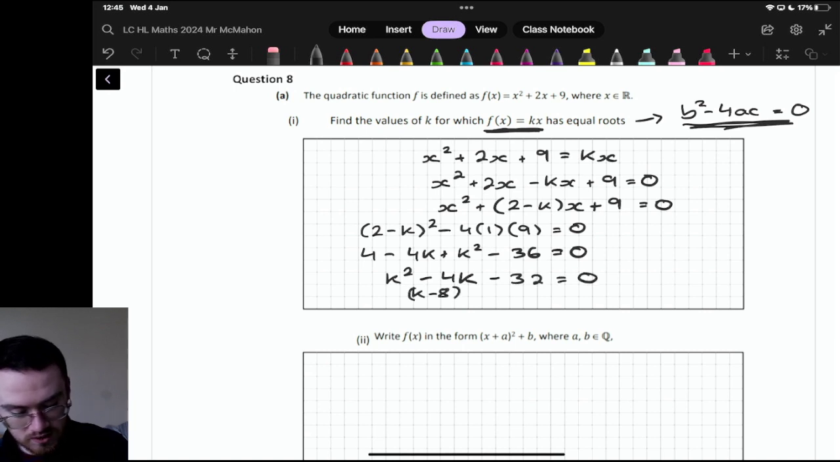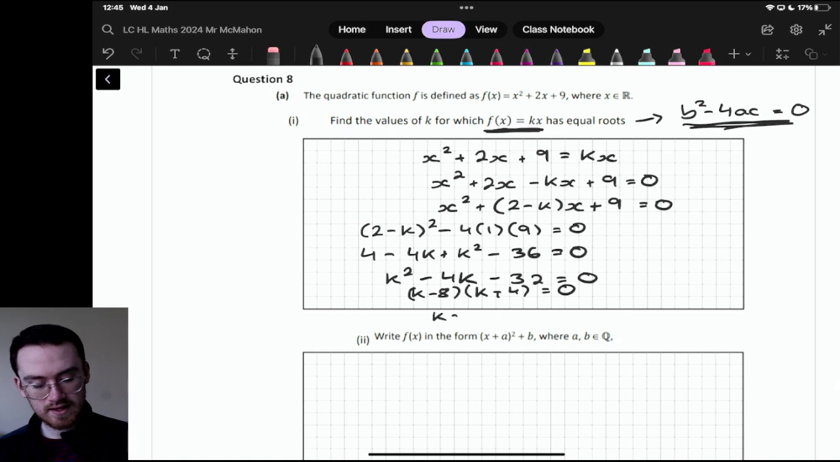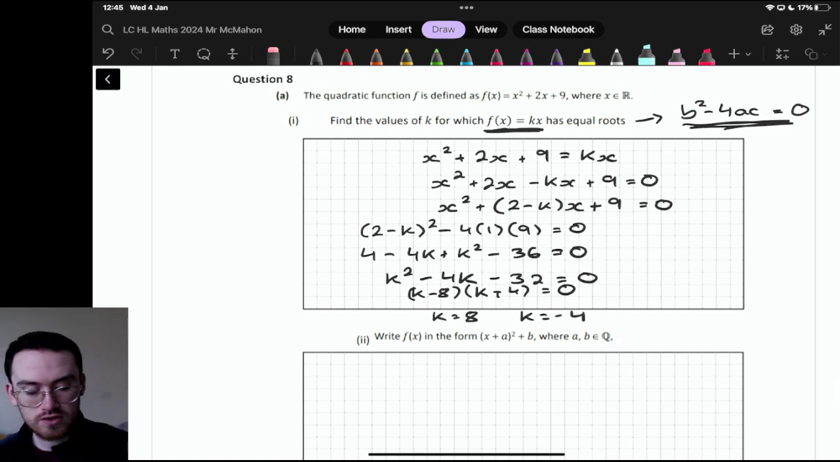Solving that quadratic, k minus 8, k plus 4 equal to 0, and we get that k is equal to 8, k is equal to minus 4. So those are the two values of k for which that function has equal roots.